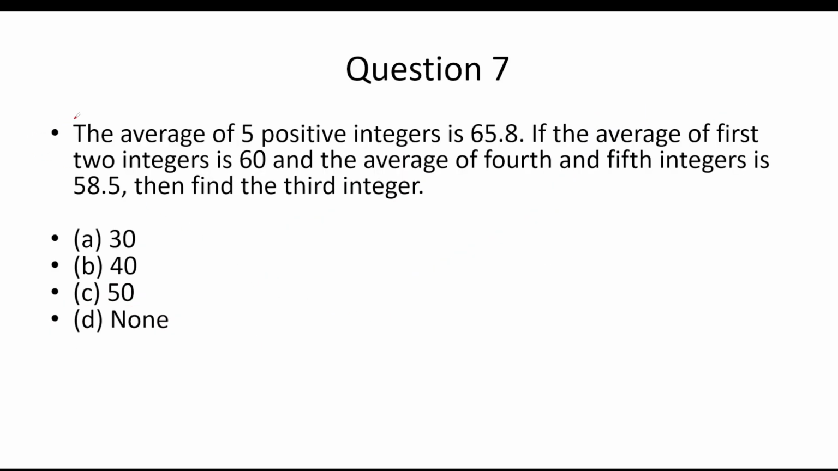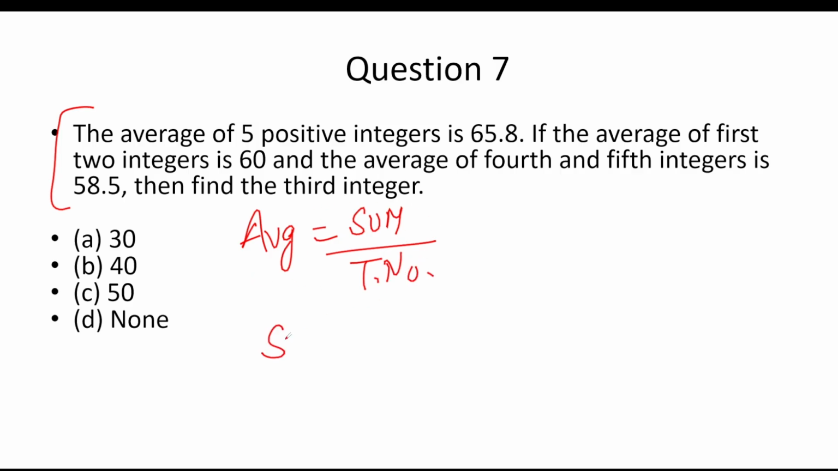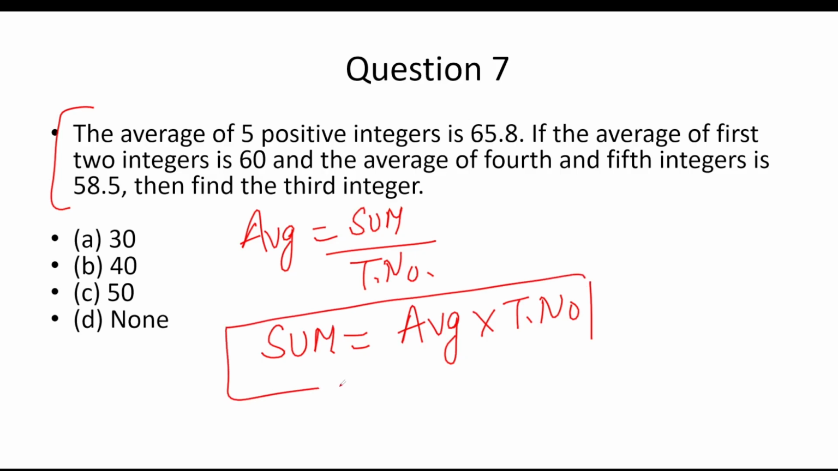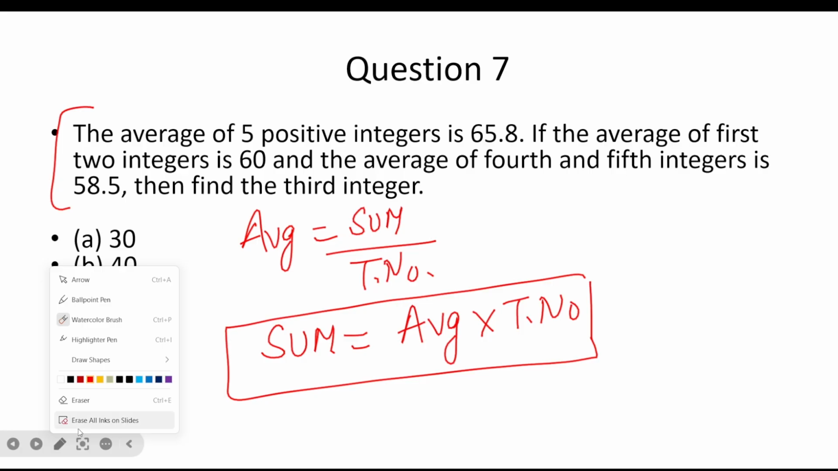Next question is based on average. You know average is equal to the sum of all the observations divided by the total number of observations. This is the formula we use. If you want to find the sum of all the observations, then you have to multiply the average and the total number of terms. Clear? Let's understand the statement of this question.